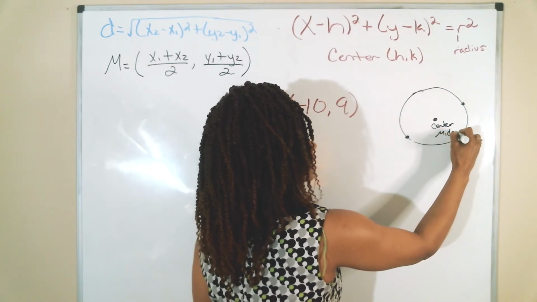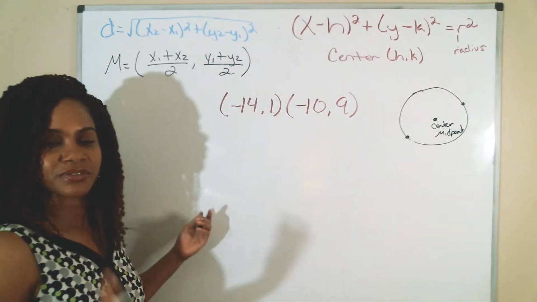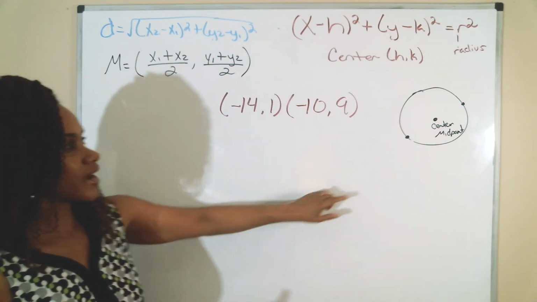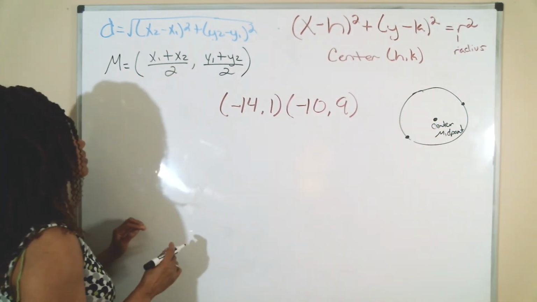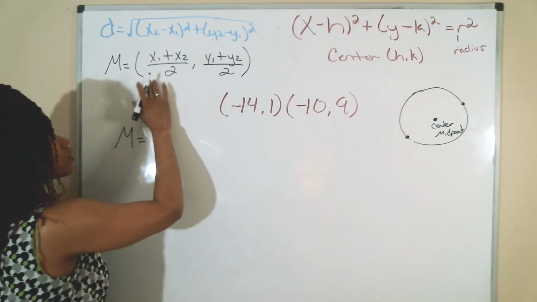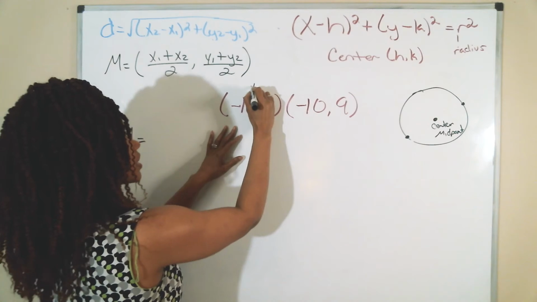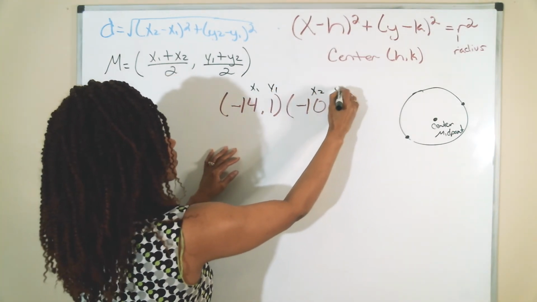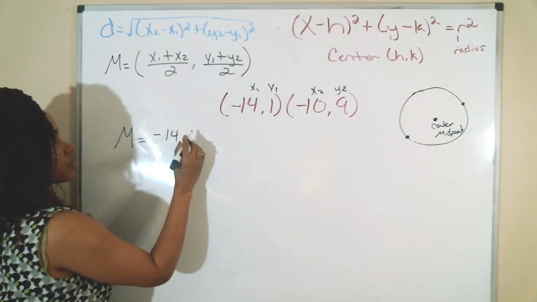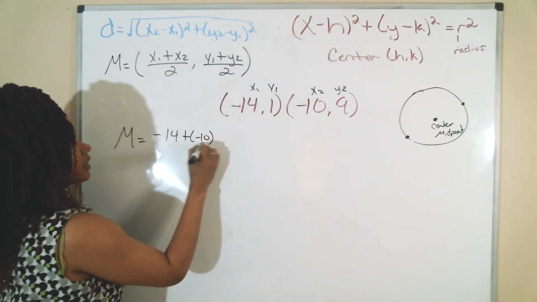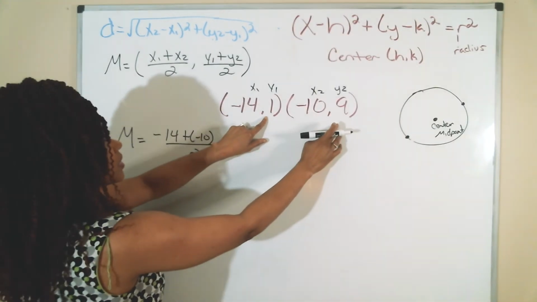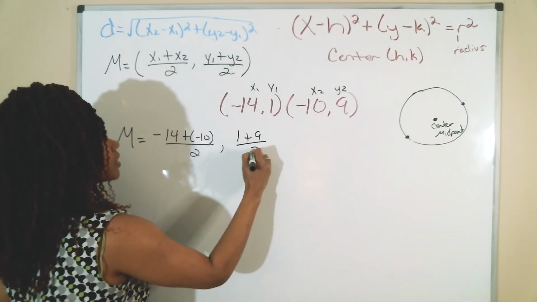That would be our midpoint. And if we're given two endpoints, to find a midpoint, we would just use the midpoint formula. So that's what I'm going to do to find the center of the circle. All right, so the midpoint, which would be the center of the circle, x1 plus x2. So if I label this x1, y1, x2, y2, adding my x values and dividing by 2. So negative 14 plus negative 10 divided by 2. Y1 plus y2, 1 plus 9 divided by 2.